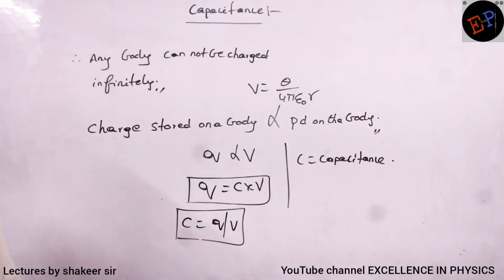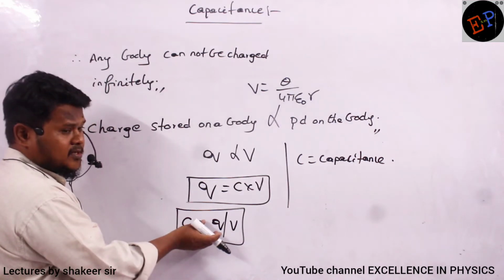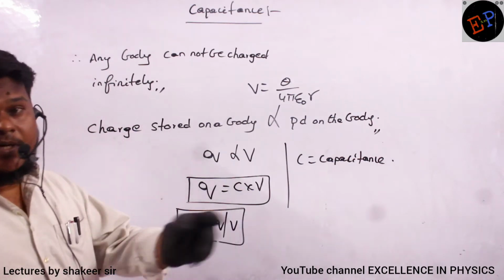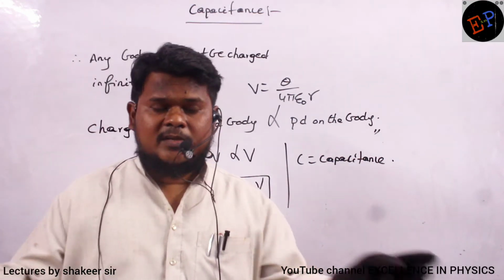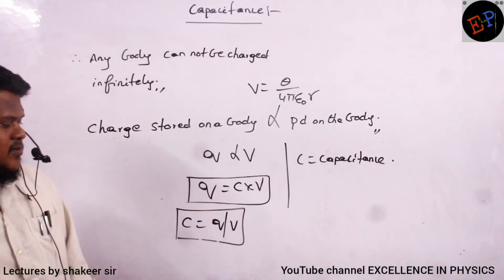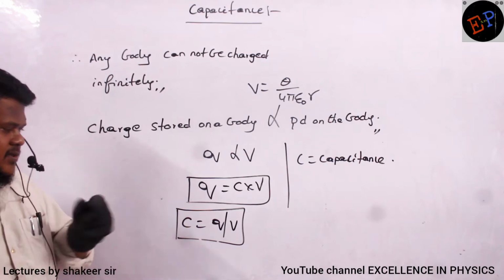Is it clear? I supply only 1 volt of potential difference. Then I check how much charge the bodies are able to store. Some bodies can store more charge depending on the size and shape of the body. Some bodies can store very little charge. Are you able to understand? So how much charge they are storing for a particular amount of potential is called capacitance.